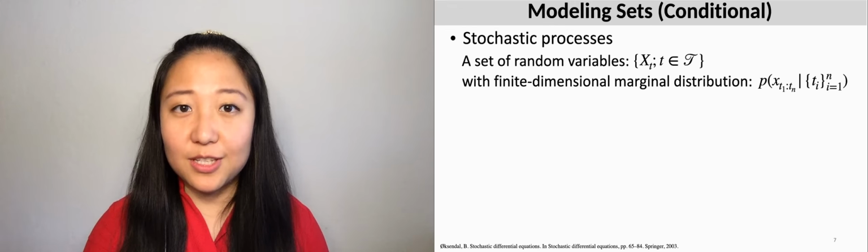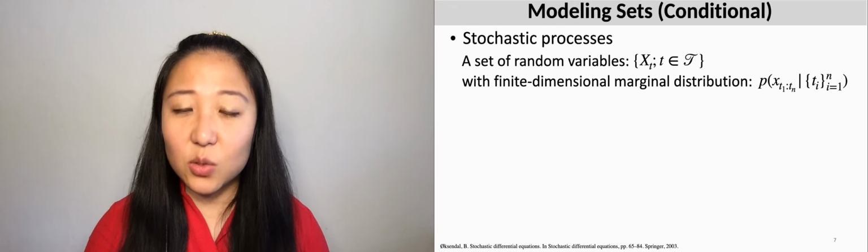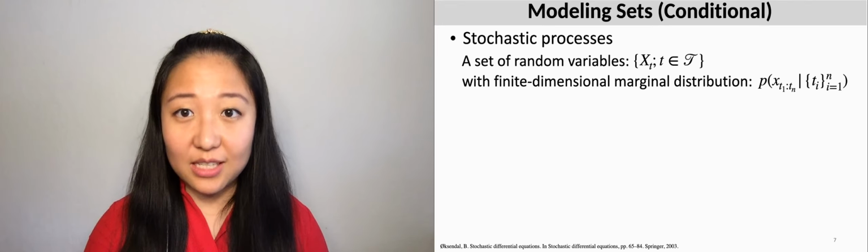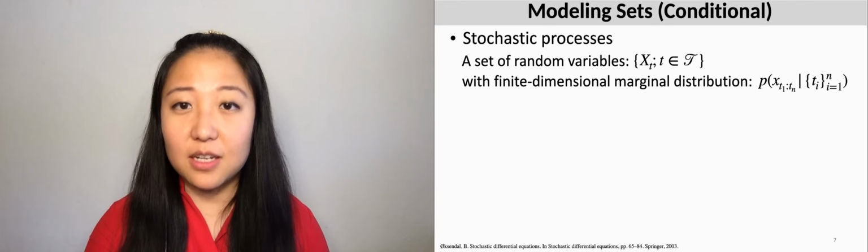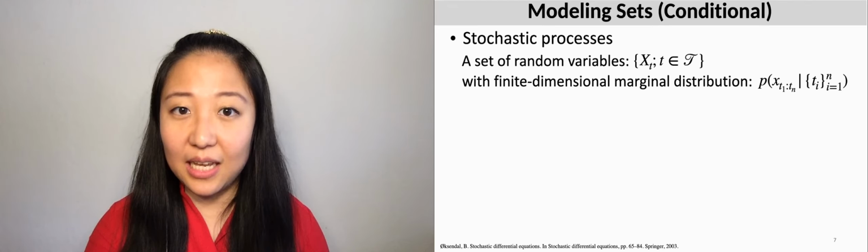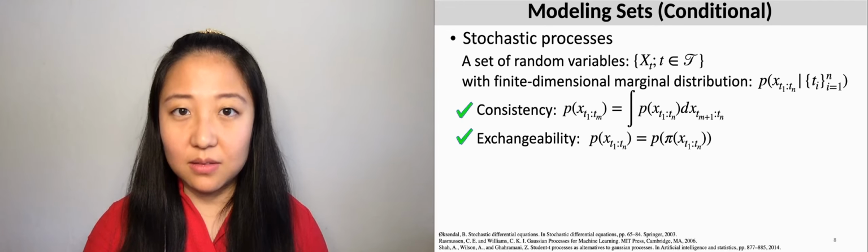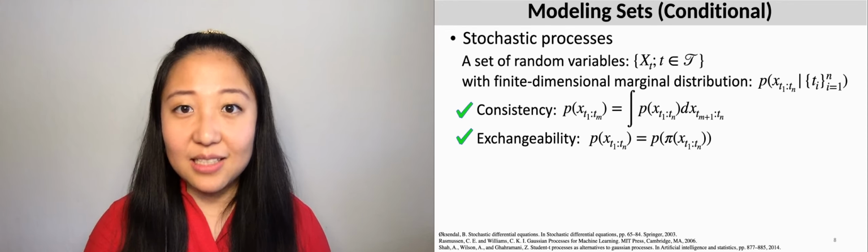A different kind of approach that models conditional set distributions is stochastic processes. A stochastic process consists of a potentially infinite number of random variables, indexed by t, whose finite dimensional marginals obey the same distribution. Stochastic processes have the consistency property, which says that the probability of a subset of random variables is equal to the original set with additional variables marginalized out. This allows modeling sets with varying cardinality. Random variables in a stochastic process are also exchangeable.